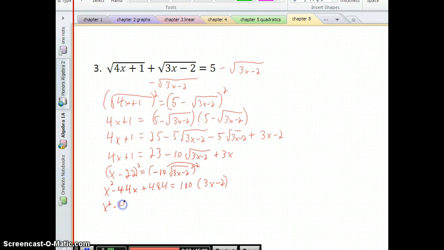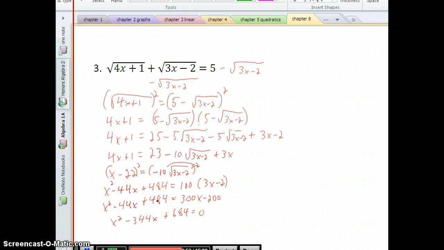We get x squared minus 44x plus 484 is going to equal 300x minus 200. So now to work on this one, we want to, again, get everything on one side, so we subtract 300x from both sides. We get negative 344x, and then 684 equals 0.